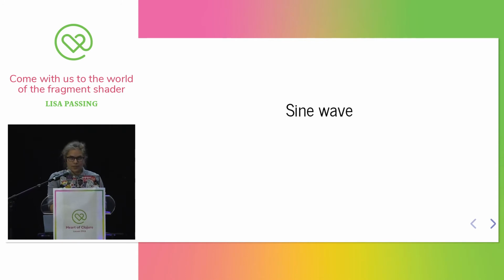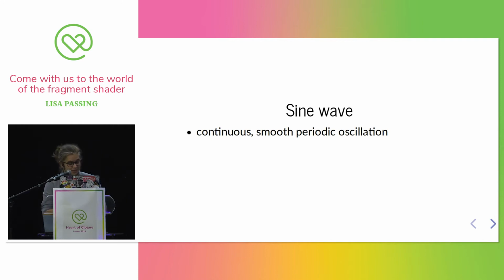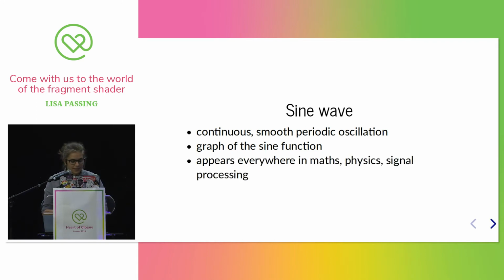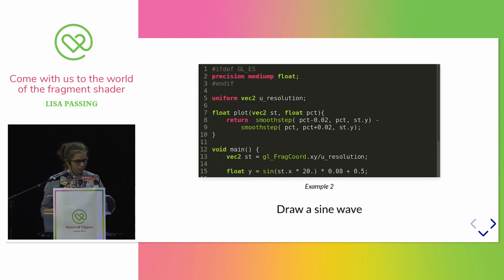So the movement of the blue channel in the earlier example was based on sine. And sine is really cool because it's a continuous, smooth periodic oscillation. So we get nice interpolation between 0 and 1, or -1 and 1 in this case. It is also the graph of the sine function. So it's basically a function, but if we map it, we also get a nice wave. It appears everywhere in math, in physics, in signal processing, in various parts of engineering, and it's fascinating how sine is just always there. So I thought it's a cool candidate to draw in a fragment shader.